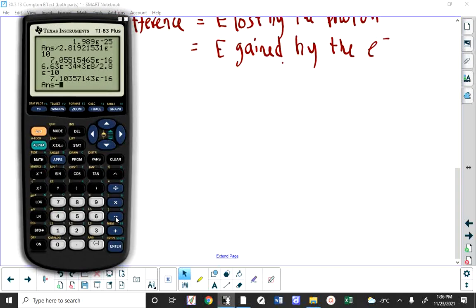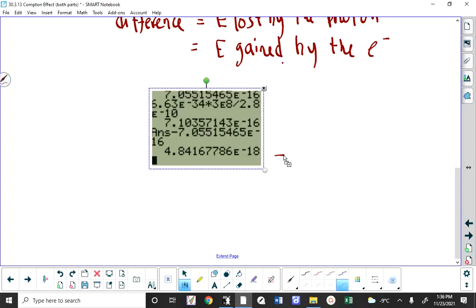By the way, I don't know if it's occurred to any of you, but in case it has, you cannot subtract the wavelengths and do one energy calculation. It doesn't work that way. Minus 7.05515,465 times 10 to the negative 16 gives me 4.84 times 10 to the negative 18 joules. This is equal to the kinetic energy of the electron.